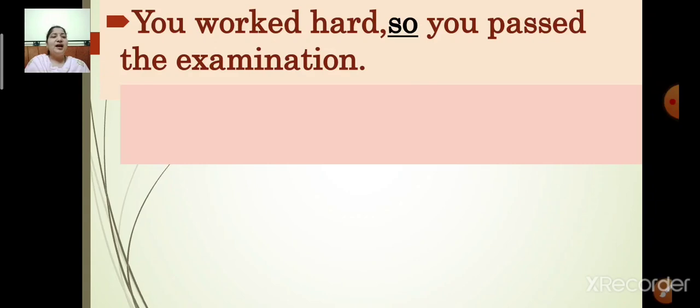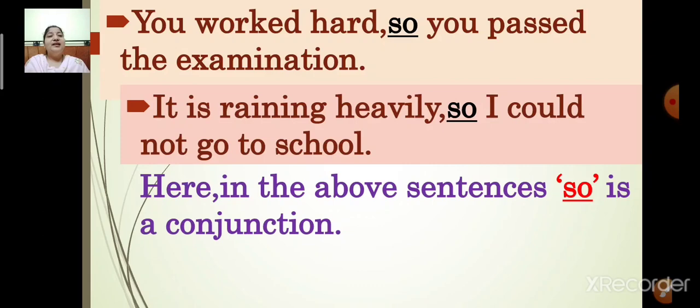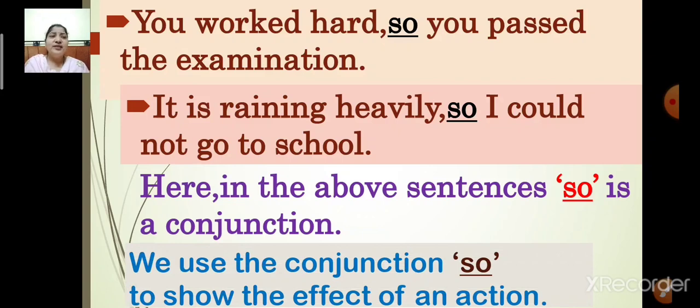Let me explain you again. You worked hard, so you passed the examination. It is raining heavily, so I could not go to school. Now children, here in the above sentences, so is a conjunction. We use the conjunction so to show the effect of an action. I repeat, we use the conjunction so to show the effect of an action.